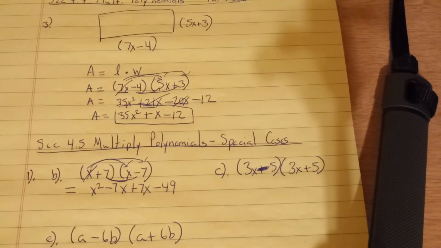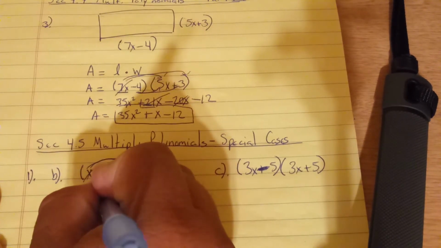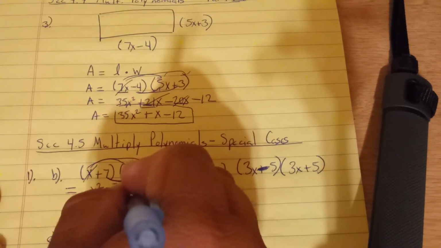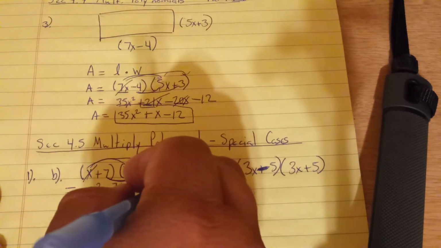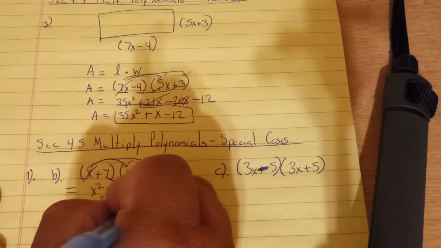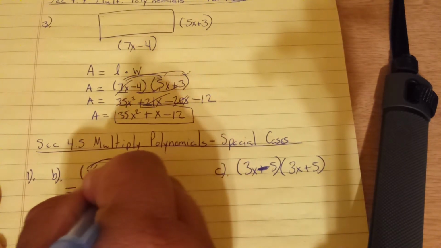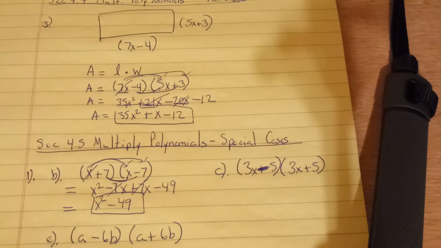Now you're going to notice something different about these. When we collect like terms, if you take a look at this particular example, what's going to happen? The two middle terms are going to cancel each other out because they're opposites of each other. So your answer is going to look a bit different than what we're used to. We're going to have x squared, and we're only going to have the minus 49 left. So the x squared minus 49 will be your answer. In other words, you're not going to end up with a middle term like we normally do. That's the only difference, essentially.